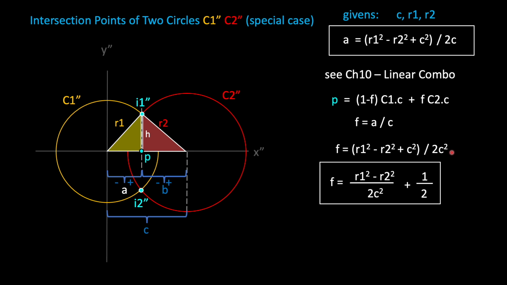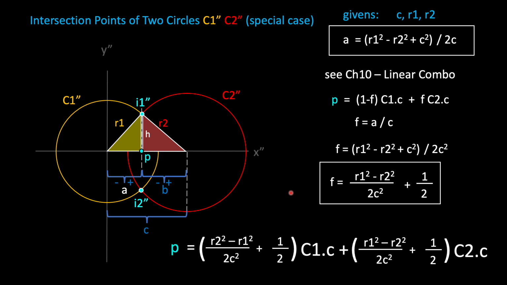And I'm going to rewrite this. I've got a C squared divided by 2C squared. I'm going to write that part as the constant 1/2. And that will leave over here just that difference divided by 2C squared. So there's our fraction that we can use to calculate the linear combination we're interested in.